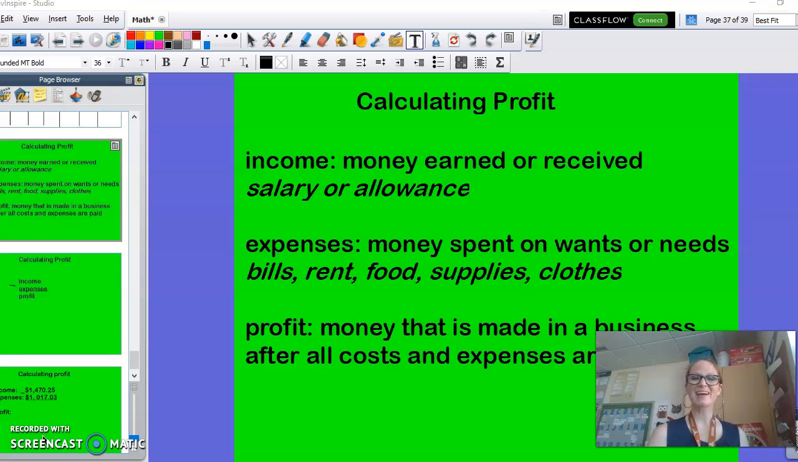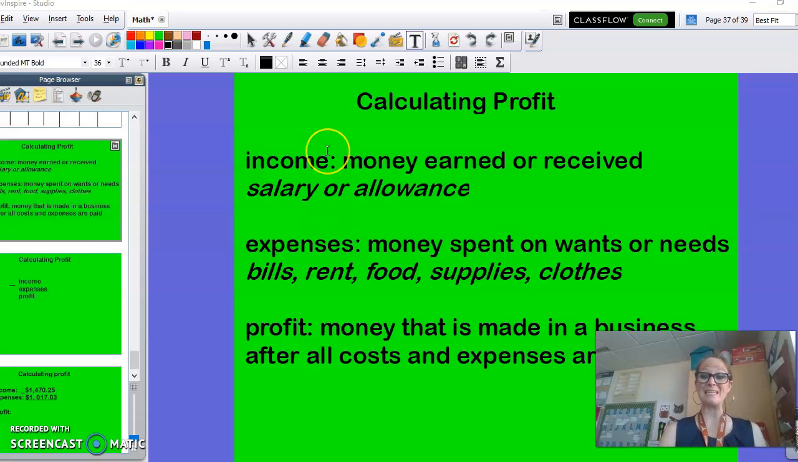All right, welcome back. So I want to go over some vocabulary with you. Please take some notes in your journal about what these terms mean, because they're going to be things that you see throughout your whole life. Greg and I actually this weekend were talking about calculating our income and our expenses. So even just in our personal lives, we have these vocabulary words being utilized.